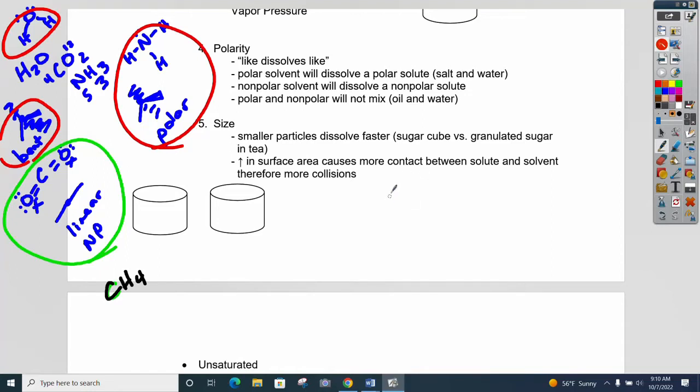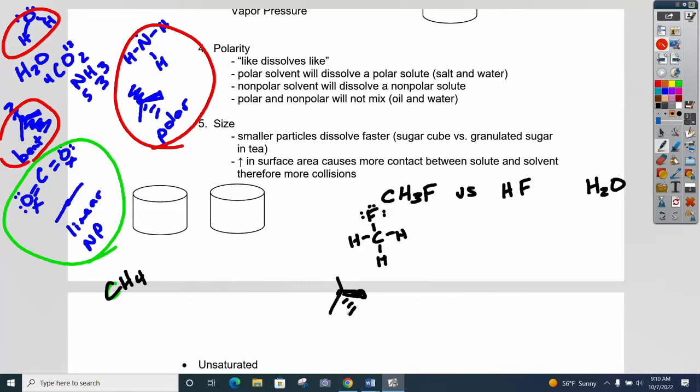Now, what if they give you something like this? What if they say CH3F versus HF? Which of those is more soluble, has a greater solubility in water? So if I draw out my CH3F, I'm going to end up with this. That's a tetrahedral shape, but I've got hydrogens down here and a fluorine up here. So I've got something different on this end of the molecule, and therefore it is polar. This one would have dipole-dipole interactions.